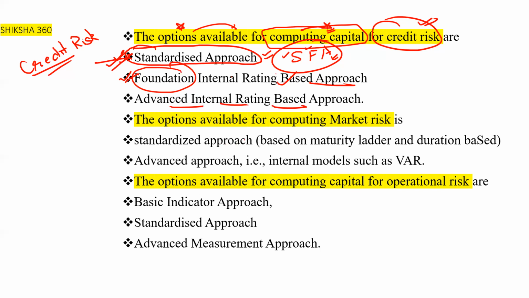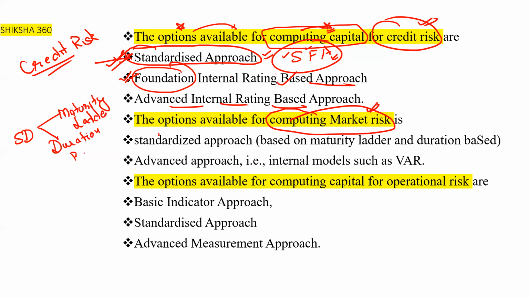Next, the options available for computing minimum capital for market risk. First one is the standardized approach. Here the standardized approach is divided into two parts. First is on the basis of maturity ladder. Second is on the basis of duration. The second option is the advanced approach, with internal models such as value at risk.